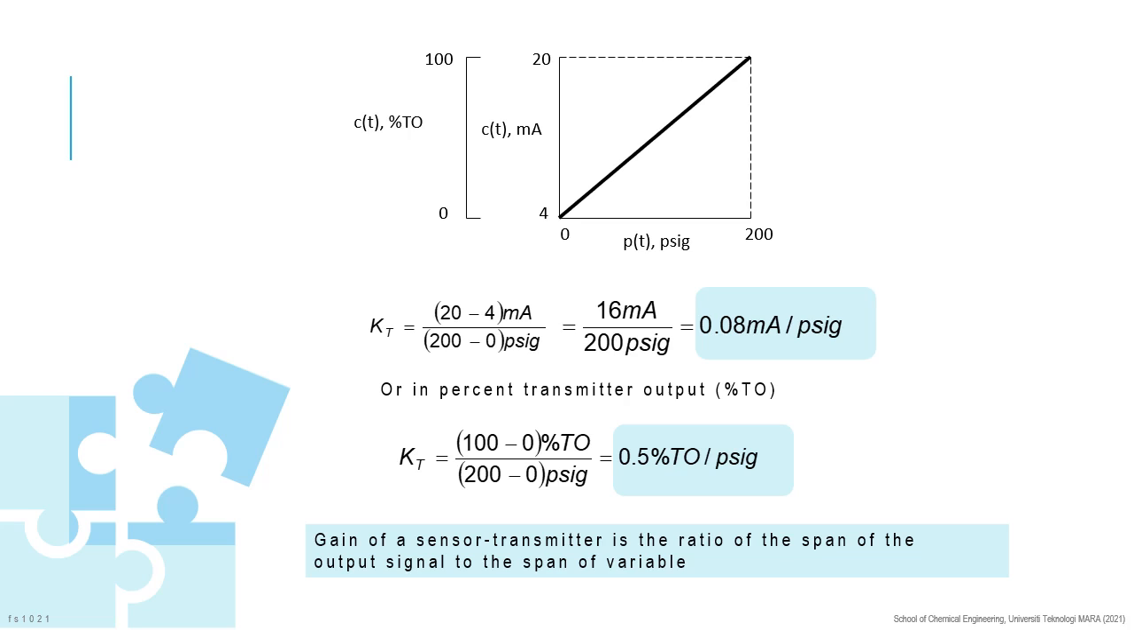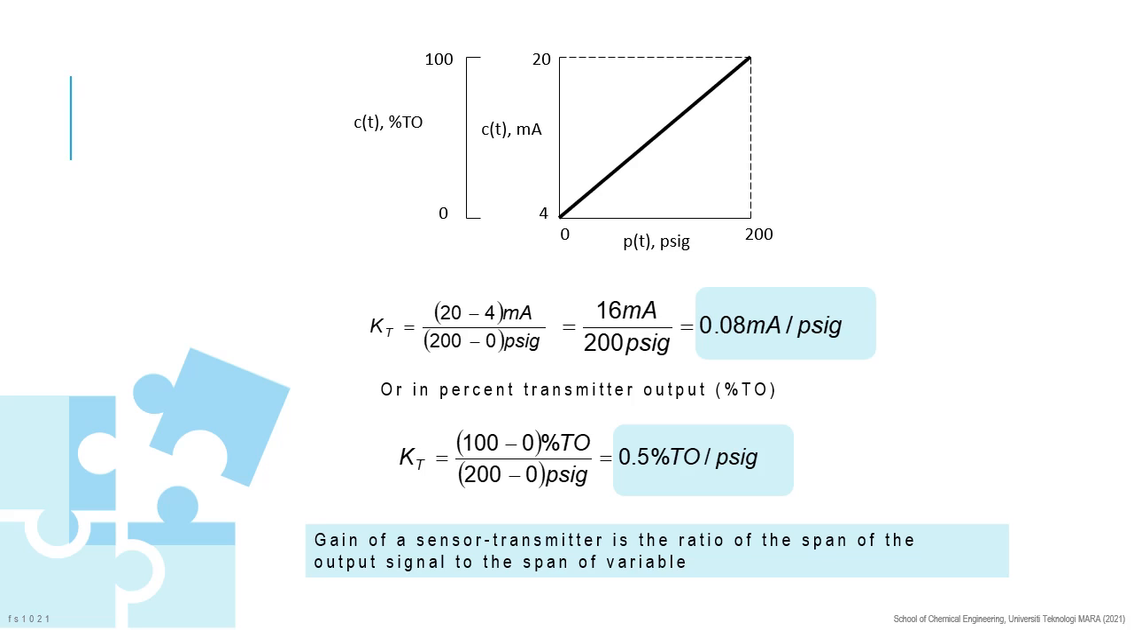Consider an electronic pressure transmitter with a range of 0 to 200 psig as shown in the figure. The x-axis represents the measured process variable, whereas the y-axis represents the electronic signal from the transmitter, whether it is an electronic signal in the range 4 to 20 mA or the transmitter output percentage, which is between 0 to 100. So transmitter gain can be obtained in two different units.